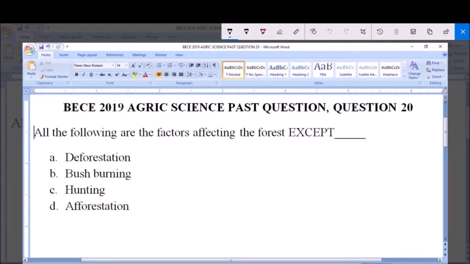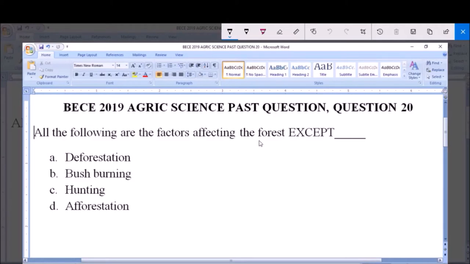Today we're going to be dealing with BECE 2019 Agric Science past question, question 20. All the following are the factors affecting the forest except: A, deforestation; B, bush burning; C, hunting; and D, afforestation. It says all the following are the factors affecting the forest except.